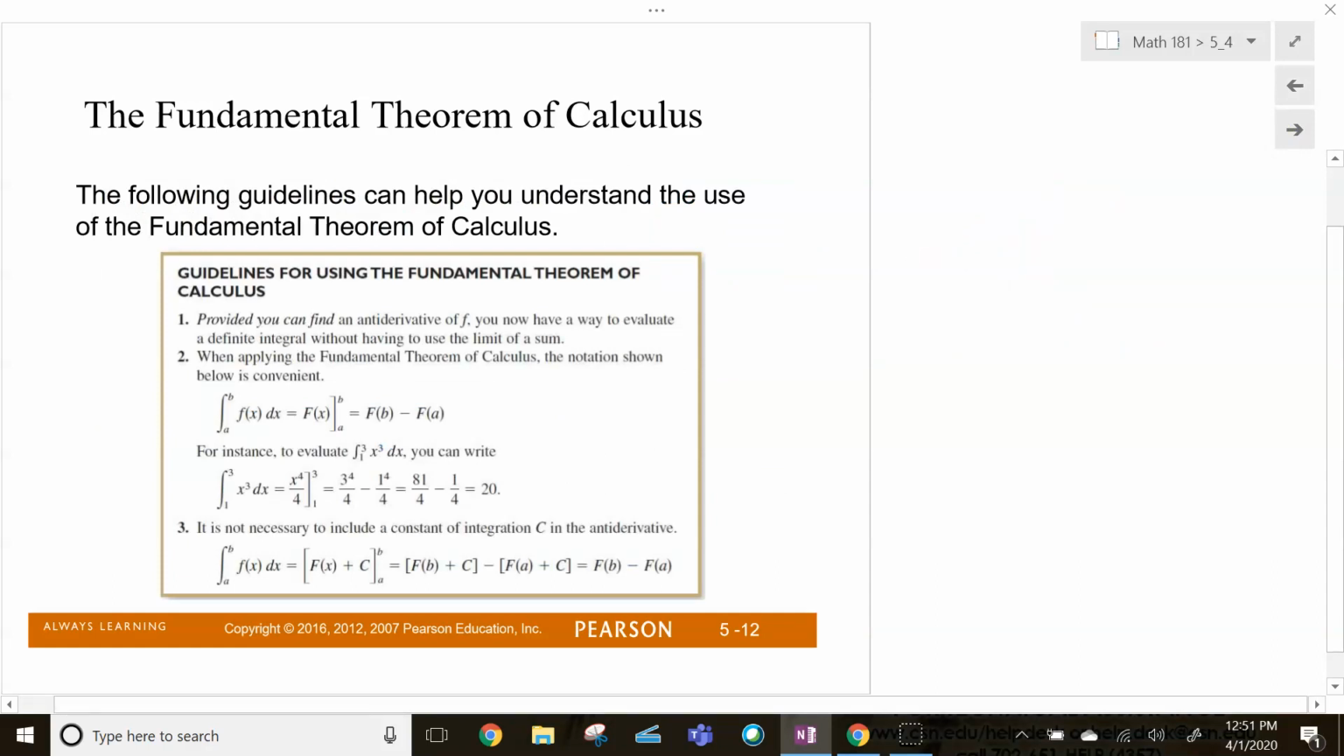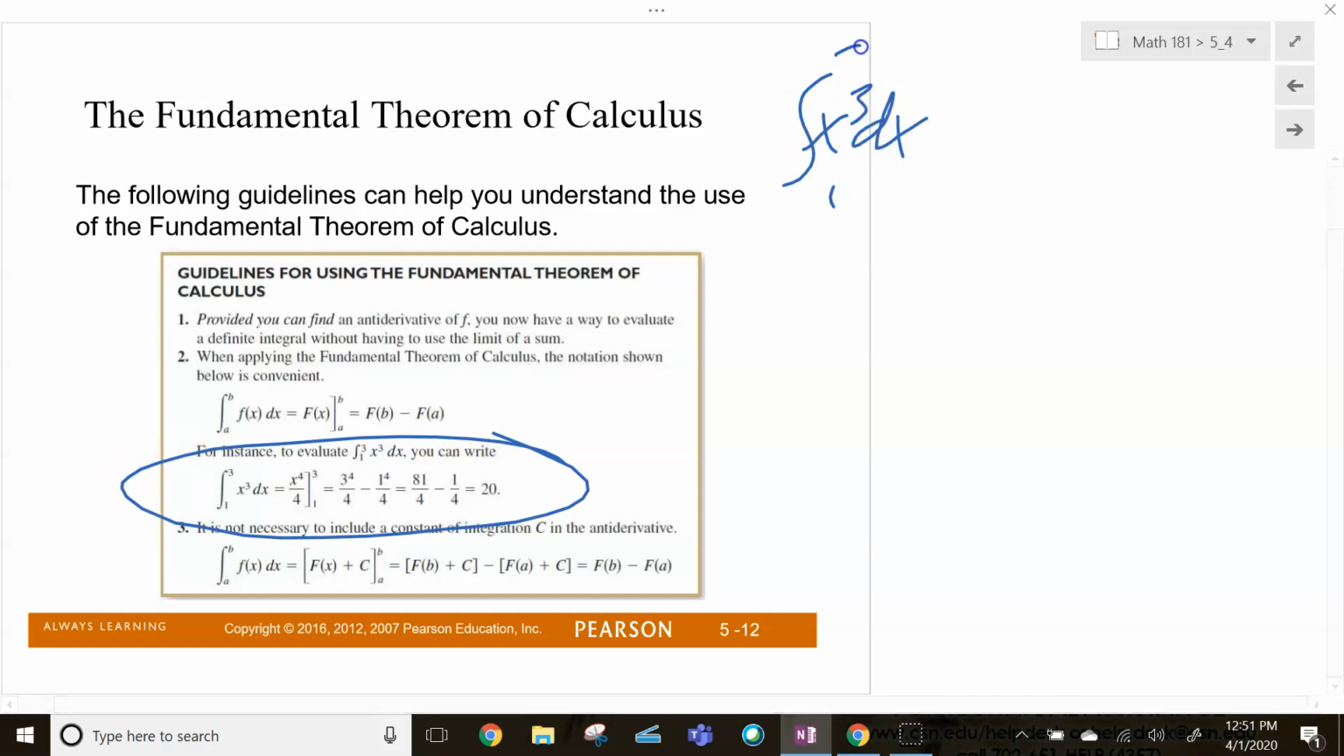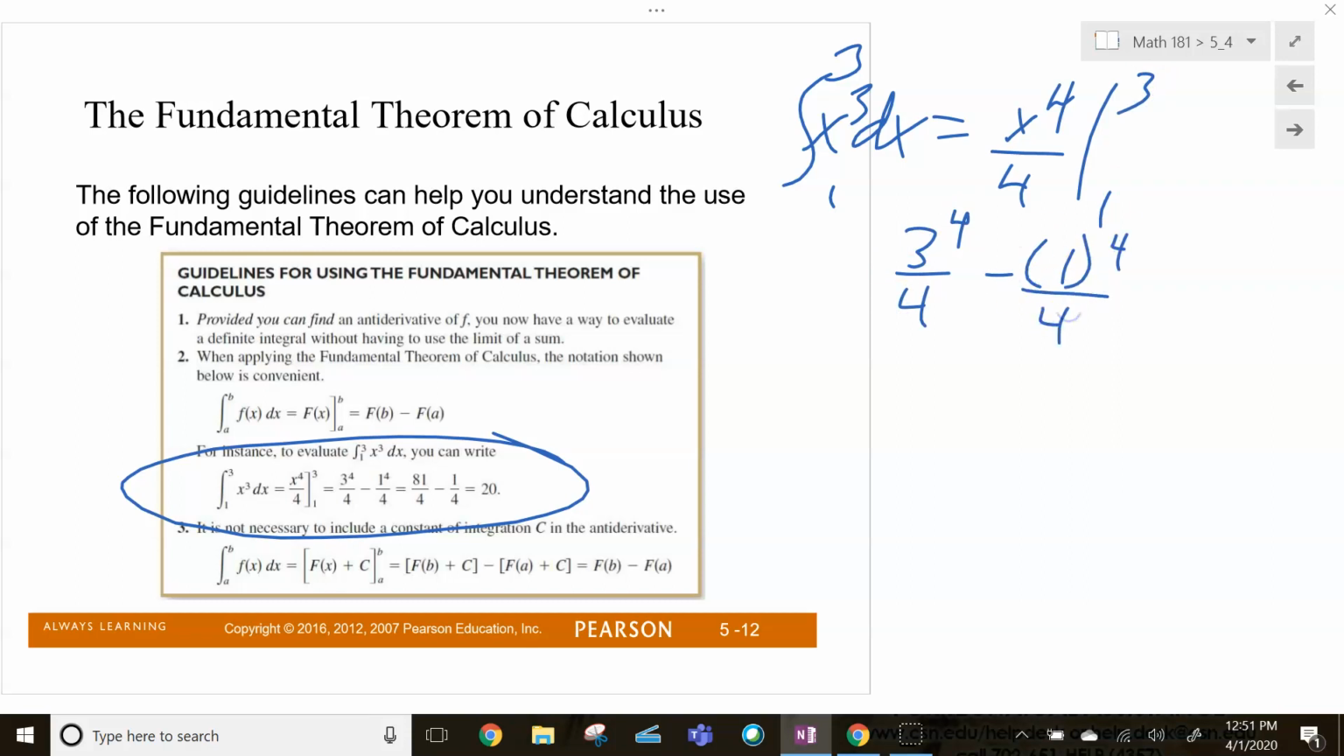Here's a simple example. If you're taking the antiderivative of x cubed dx from 1 to 3, you get x to the 4th over 4, plug in the 3, 3 to the 4th over 4, plug in the 1, 1 to the 4th over 4, and you end up with 20 on that.